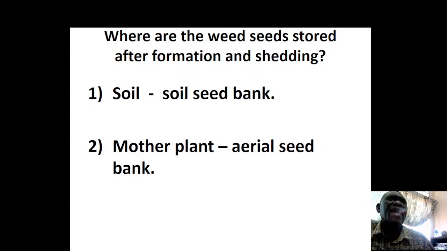So where are the weed seeds stored after formation and shedding? Most of the weed seeds are stored in the soil. No wonder why we have the term soil seed bank. Some could remain attached to the plant, and we can have aerial seed bank which is very small.